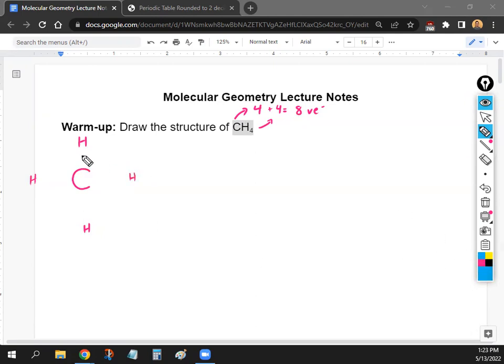We are going to connect the H's to the C because C is in the middle. So we're going to draw 1 line, 2 lines, 3 lines, and 4 lines. So every line is 2 electrons. And so what that means is we use 2, 4, 6, 8 electrons. So we have 0 left. And there you go. That is our structure. Okay.